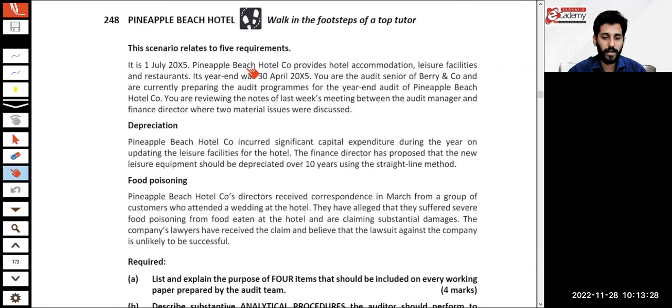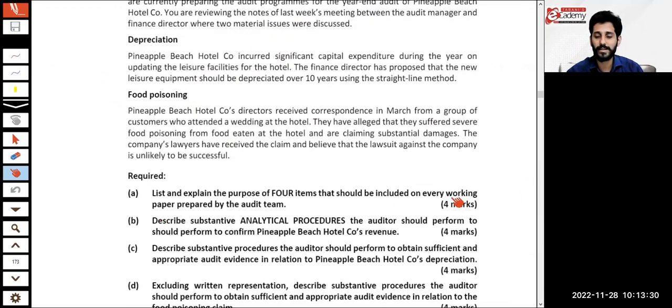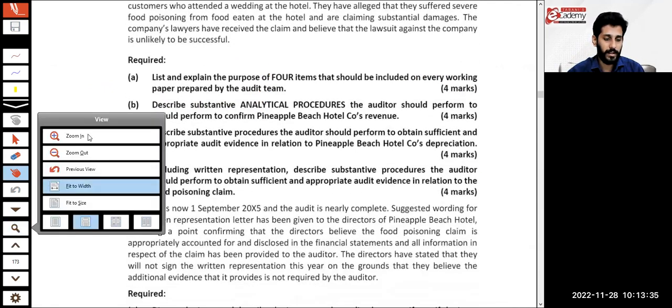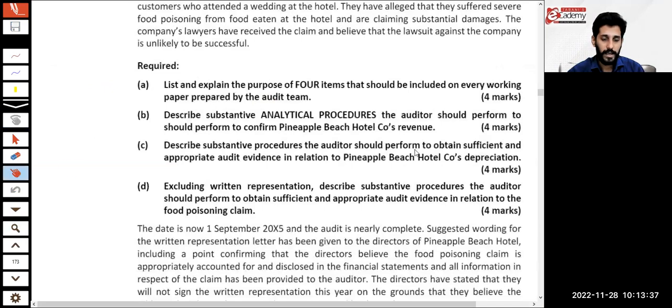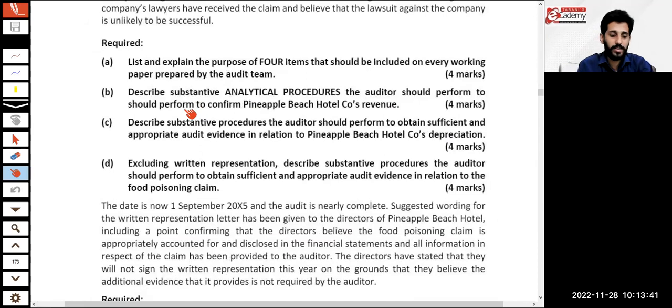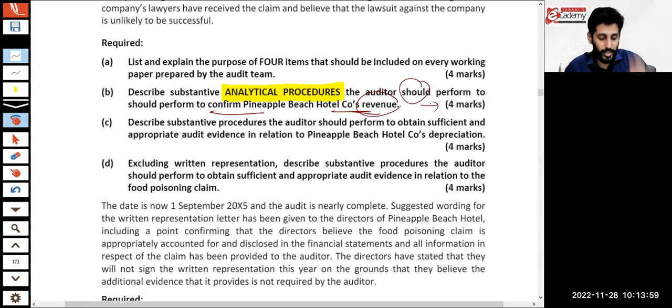The scenario relates to 5 requirements. I'm not going to cover the first requirement since it's knowledge base and working papers. The B requirement is for 4 marks. See that, for 4 marks: describe the substantive analytical procedure the auditor should perform to confirm Pineapple Beach Hotel revenue. That's why I have emphasized the substantive analytical procedures. 4 marks, you have to write 4 procedures.